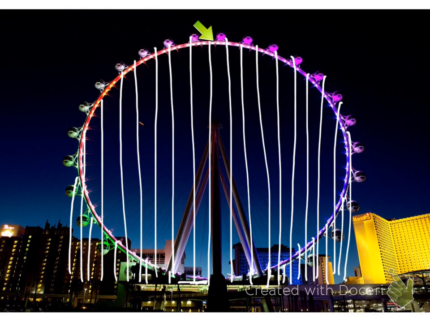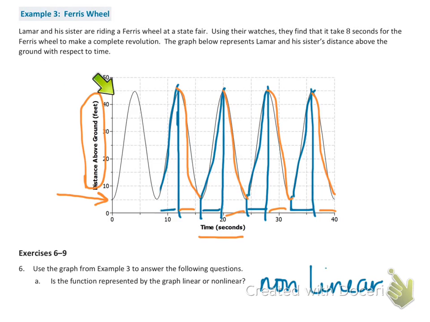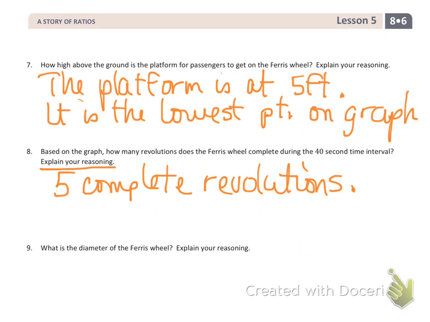It would be the difference between the highest point that Lamar and his sister reach and that platform area, or the lowest point. So on the graph, that would be right here. The highest point they rise up to is 45, and they started at 5. So we could say that the diameter is probably approximately 40 feet for the reasons that we just stated. So you should put that into writing. It's the difference between the highest point and the lowest point that they reach.